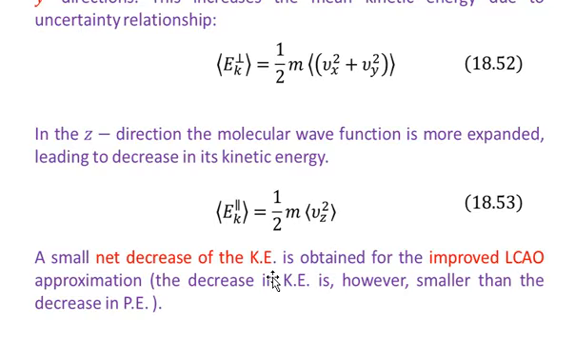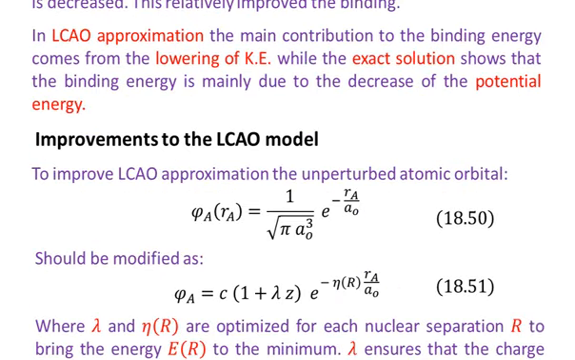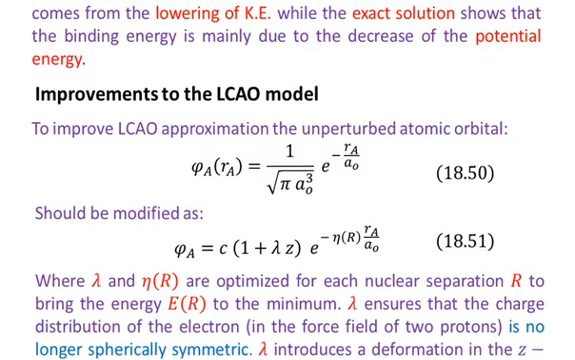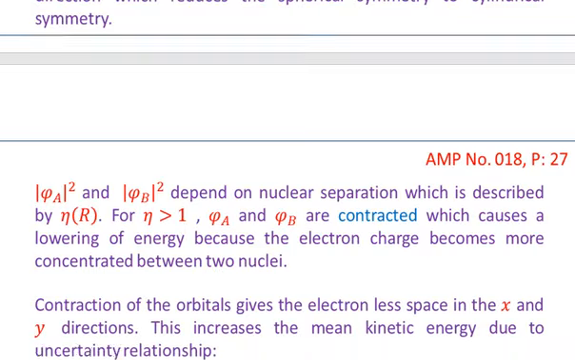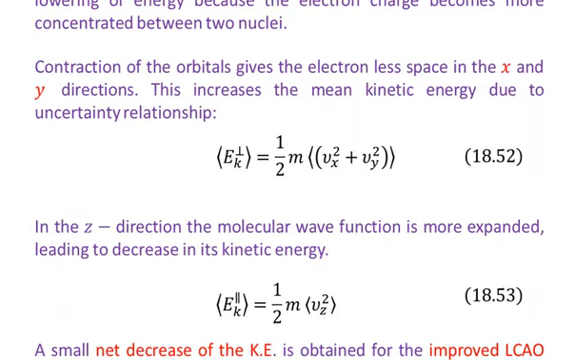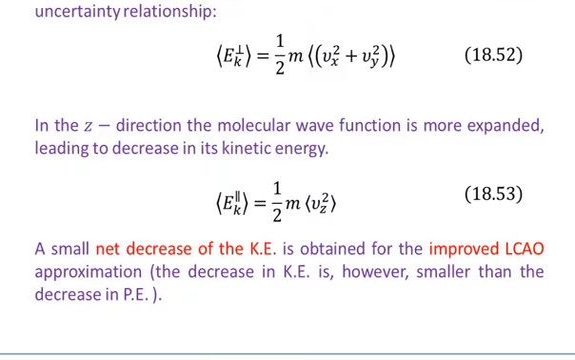A small net decrease in kinetic energy is obtained for the improved LCAO approximation. So you see that this is according to our improved LCAO method. And you know that the improved LCAO method is given by equation number 51, whereas the simple LCAO method is given in equation number 50. The improved LCAO method gives you the equation shown in equation number 51. A small net decrease of kinetic energy is obtained for the improved LCAO approximation.